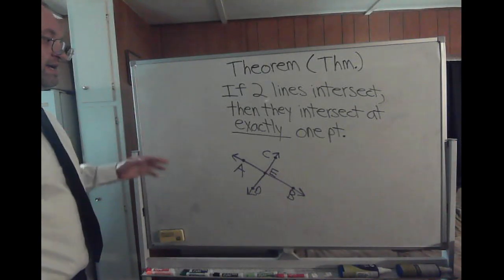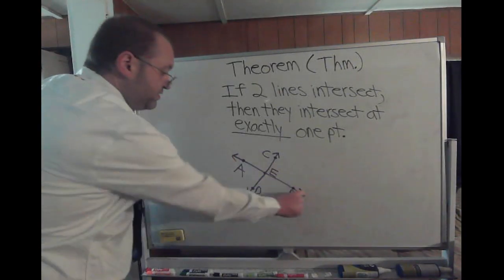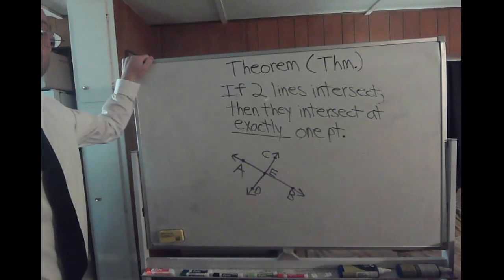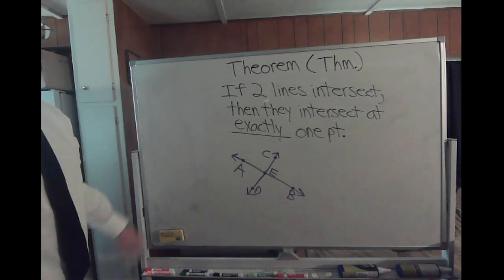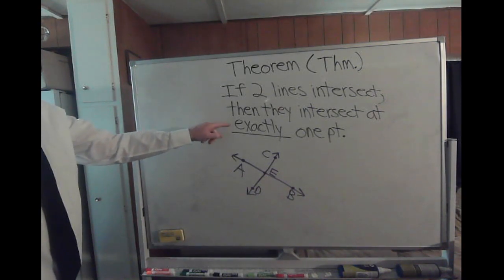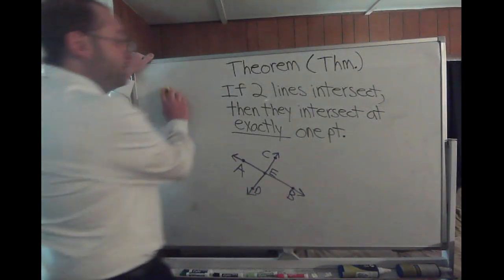The only other possibility is if line CD goes straight through line AB, which would mean it's really the same line. If it intersects at more than 1 point, it's not a line. You have a curve, which would therefore not be a line. So yes, if two lines intersect, then they intersect at exactly 1 point. So that's that theorem at work for you.